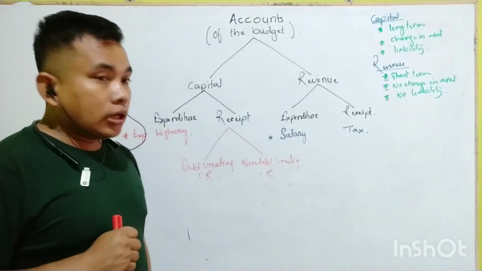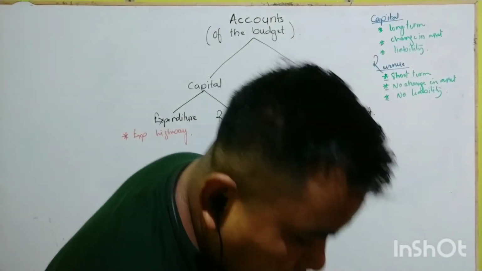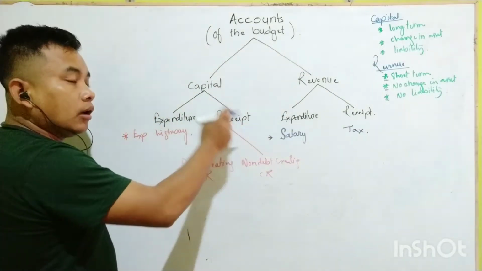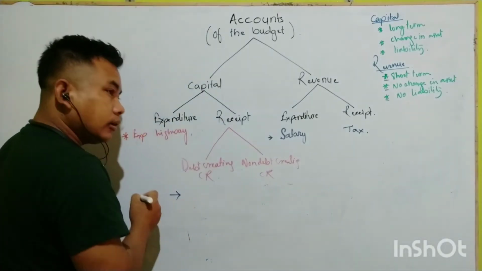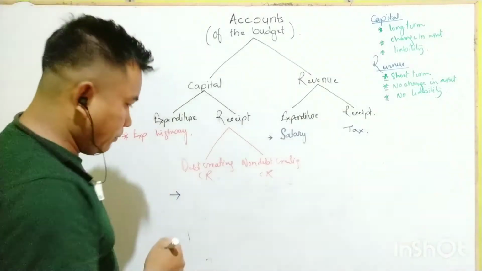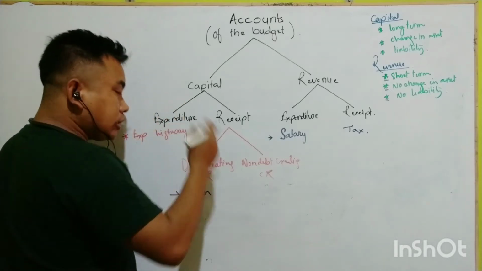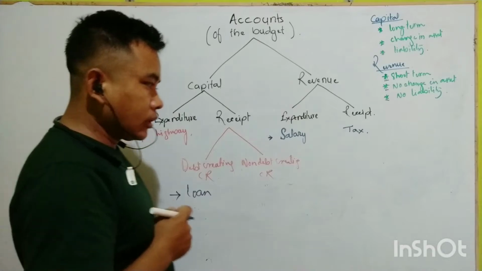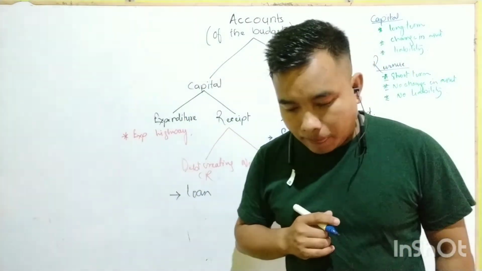What are these things? The example that we discuss here in the capital receipt is loan. For example, if the government of India takes a loan from the World Bank, that loan comes under the capital receipt. To be specific, it is debt creating capital receipt, which means it carries a financial obligation.